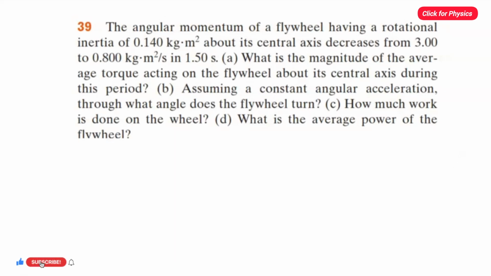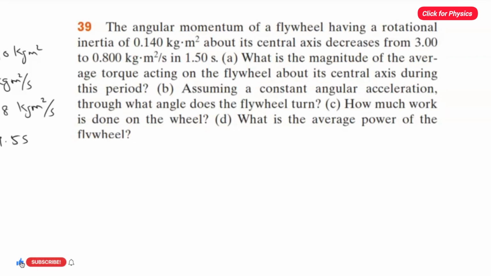So first of all, let's rewrite the given values. What is given in this question? They gave the moment of inertia. That means the rotational inertia's value is given, which is I equal to 0.140 kilogram meter square. And then the initial angular momentum L_i value is given, which is 3 kilogram meter square per second. And then the final angular momentum value is given, which is 0.8 kilogram meter square per second. And then the time interval delta t, or t, you can just write, which is 1.5 seconds.